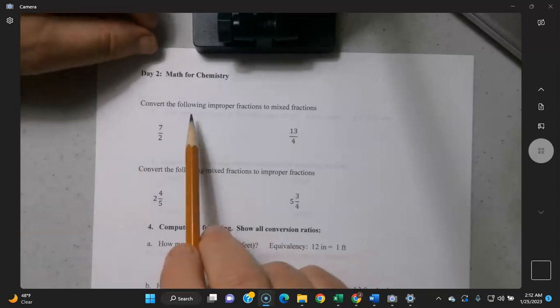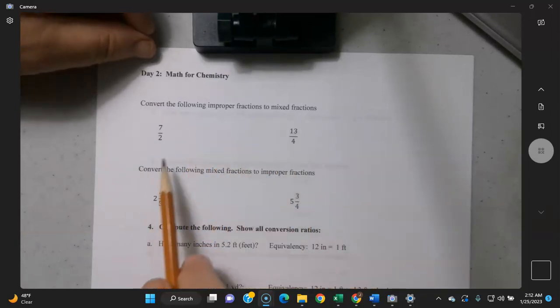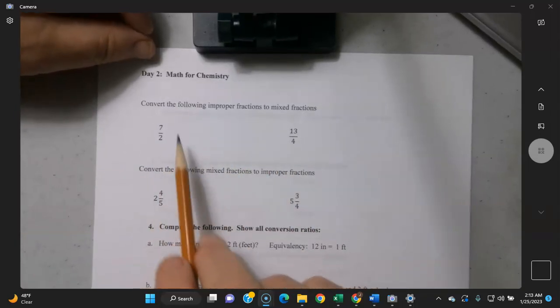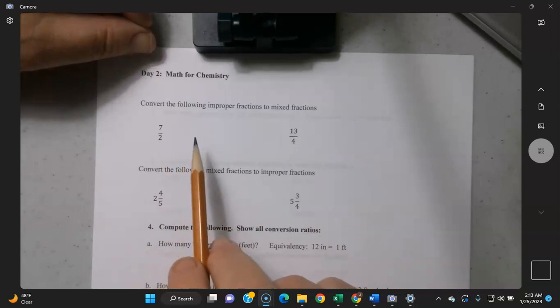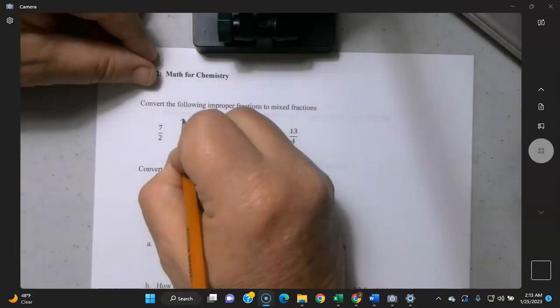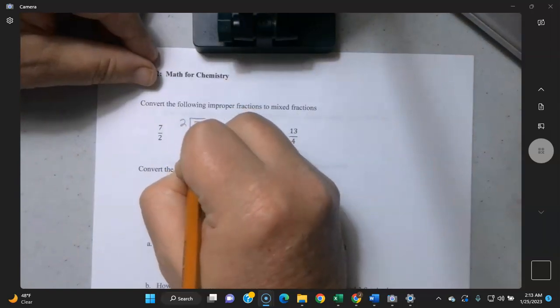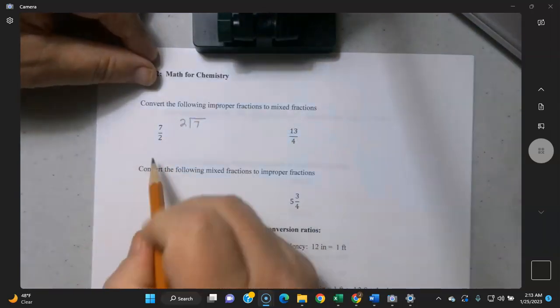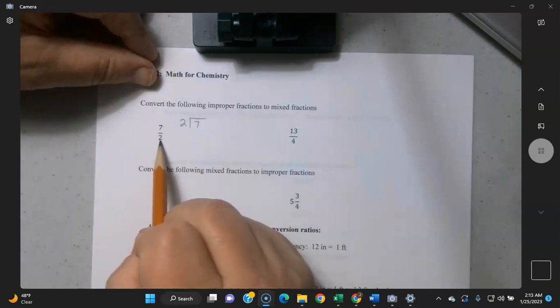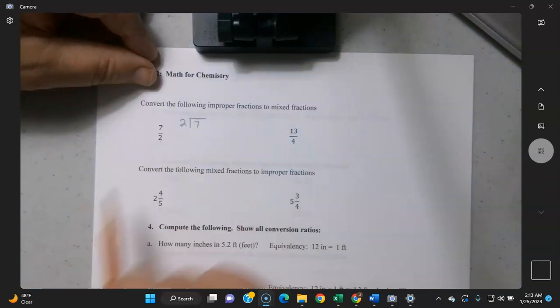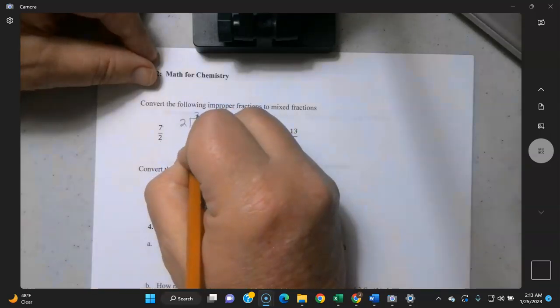Okay, this is changing from an improper to a mixed fraction. So a mixed fraction has a whole number part and a fraction part. The way you do this, you've got to know how to do a mini division. If you don't know how to do division, I'm going to teach you. So it's 2 divided into 7. That's really what a fraction means. It means this number divided into this number. So 2 goes into 7 how many times? It goes in 3 times.